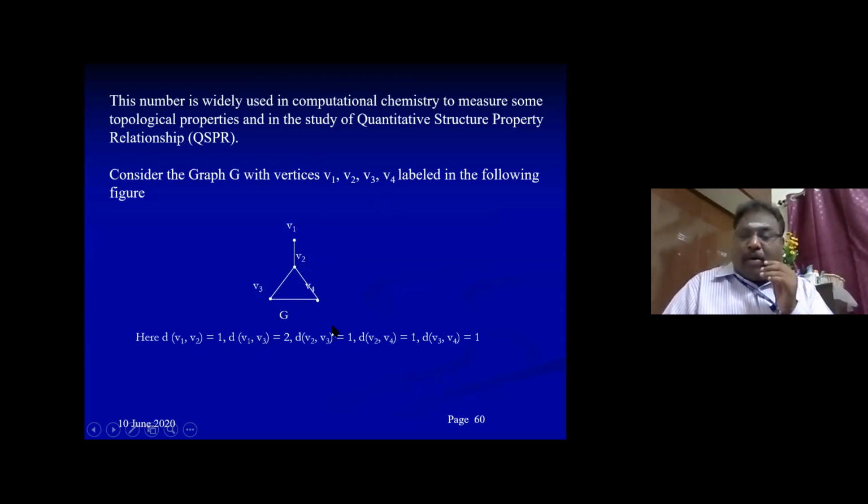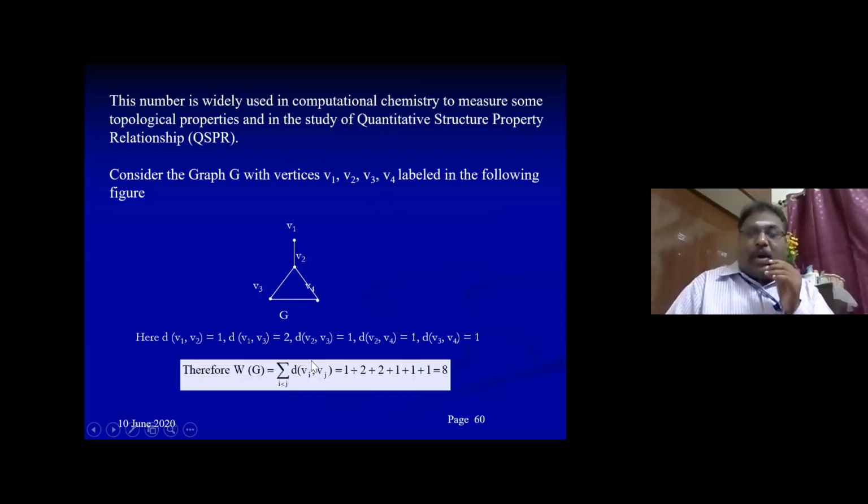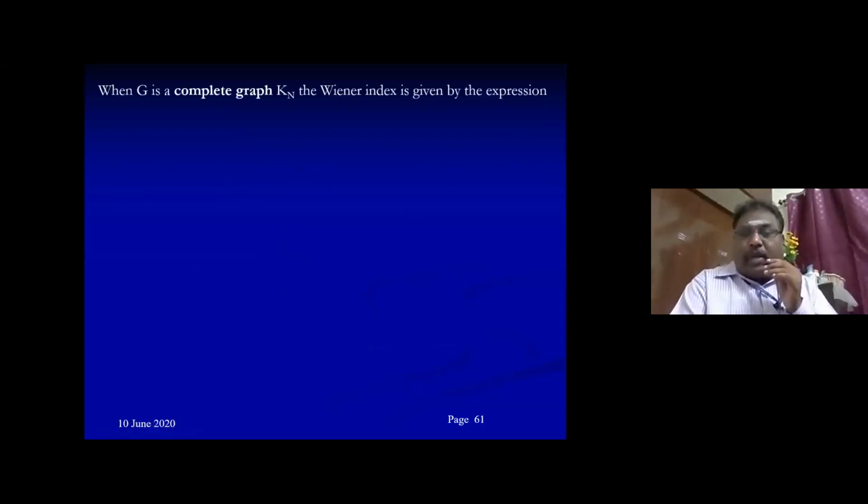I add all this, sum up, W of G is sigma d of Vi Vj, i less than j. Answer is 8. So the Wiener index of this particular graph with 4 vertices is 8. Yes, fine. Now let us see.